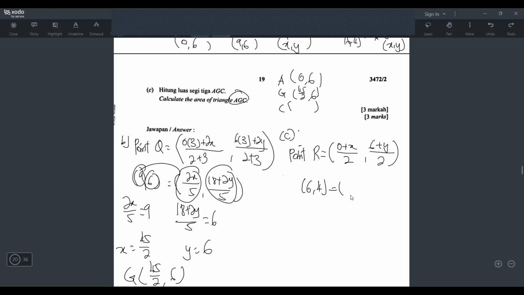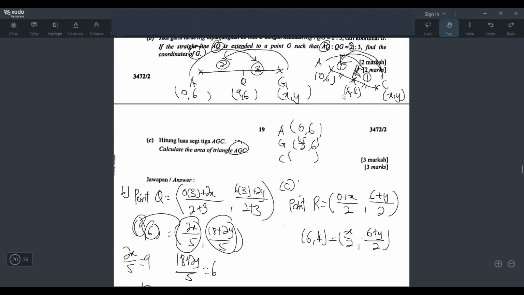And then over 2, and then plus 6 plus y over 2. Okay, this one is comma. All right, if you want to use the midpoint formula, you can also. The midpoint formula is x plus x divided by 2, y plus y divided by 2. It means 0 plus x divided by 2 equals 6. You see? 0 plus x, which is x, divided by 2 equals 6.